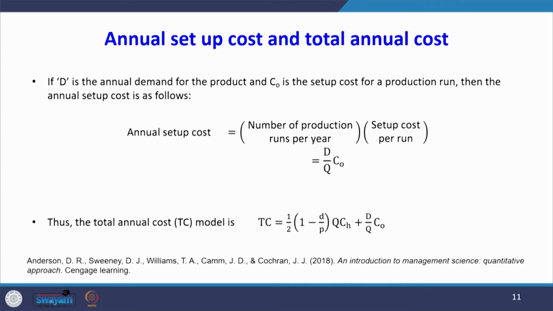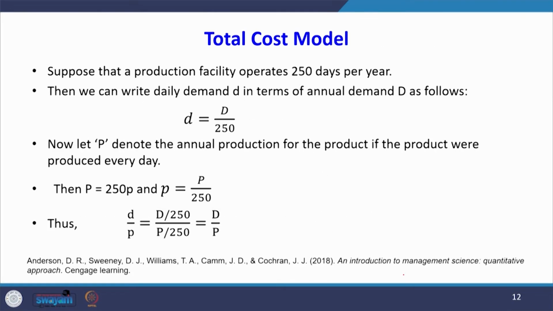So, now we have the expression for the inventory holding cost, and this one is for the setup cost. Here we have to find the value of Q that minimizes the total cost. Suppose the production facility operates 250 days per year, then we can write the daily demand d in terms of the annual demand, capital D. In fact, what we are trying to do is, because we have written 1 minus D by P, small p.